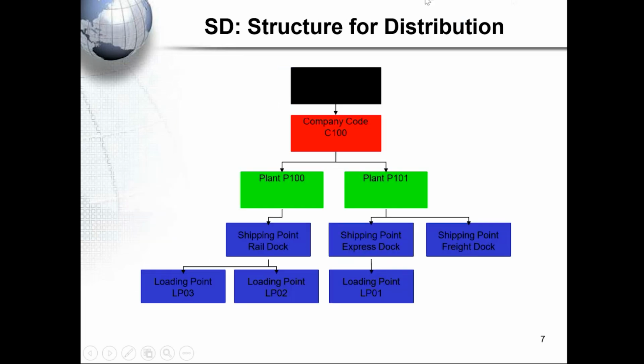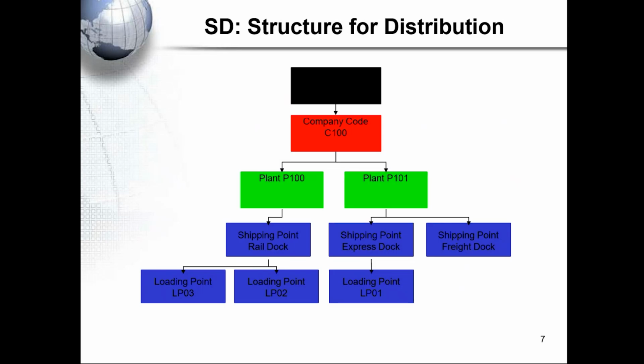And the structure of distribution: how the product will be distributed to the customer, how the customer receives the goods. The customer obviously orders from the sales department, and the product comes out from the plant for the delivery process, right? Because the product is kept in the plant area. From the plant, it goes to the place from where it finally moves. The place where the product will be dispatched and moved to the customer is called the shipping point.